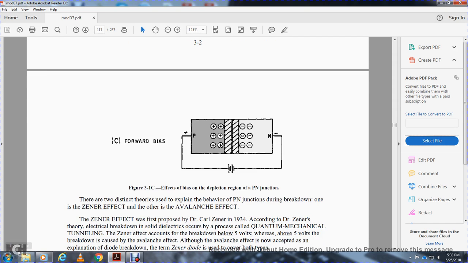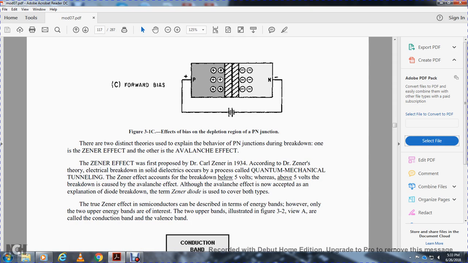There are 2 distinct theories that explain the breakdown of the positive-negative junction: one is the Zener effect, the other is the avalanche effect. The Zener effect was first discovered by Dr. Carl Zener in 1934. According to Dr. Zener's theory of electrical breakdown in solid dielectrics, breakdown occurs through the process of quantum mechanical tunneling. The Zener effect accounts for breakdown below 5 volts, while above 5 volts the breakdown is called the avalanche effect.